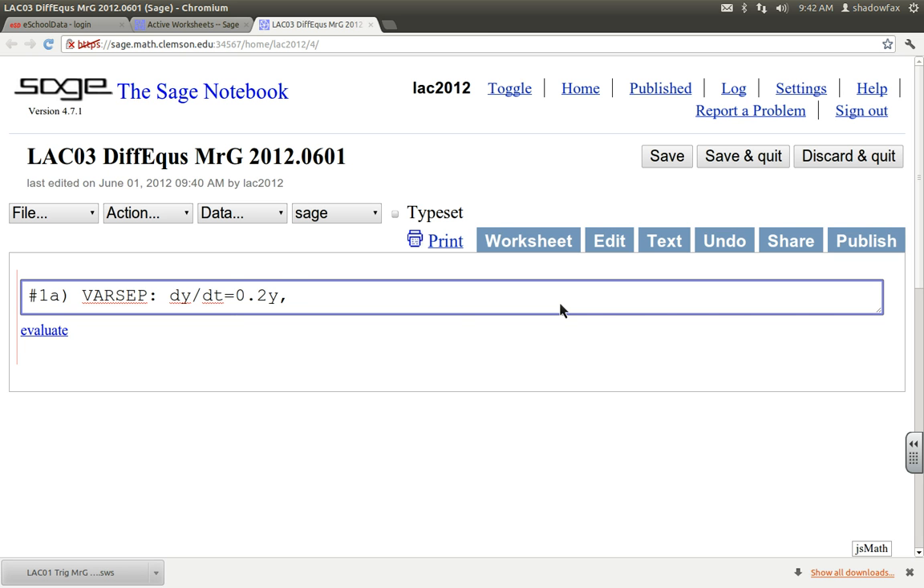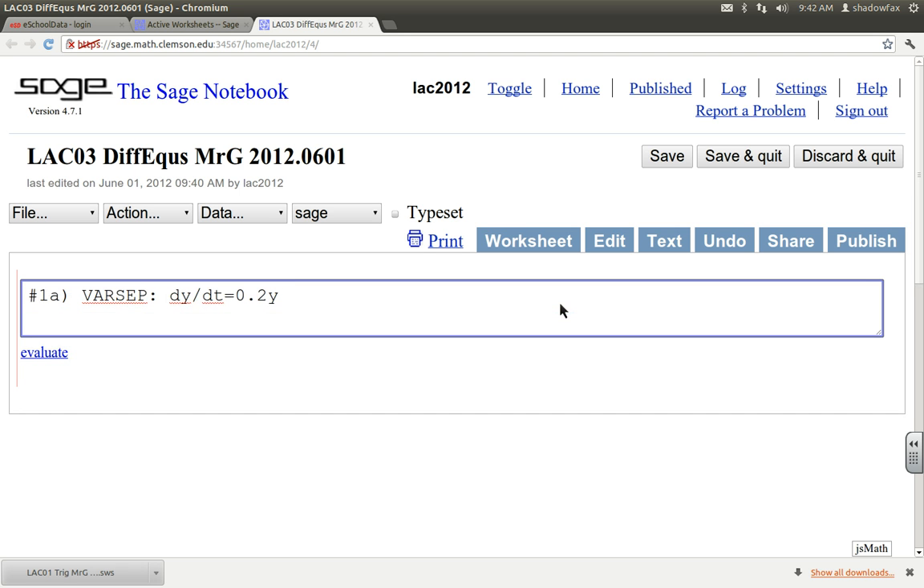This is just a comment. I'm not doing any Sage yet. How do you variable separate that? dy over y equals 0.2t. So when you anti-differentiate, you get dy over y is integral ln y. What is this thing? Well, ln of y. I want y. E to the. Isn't this exponential growth? Yes. This is exponential growth, so I'm not even going to do that. All right, so let's see if we can make Sage do this for us.